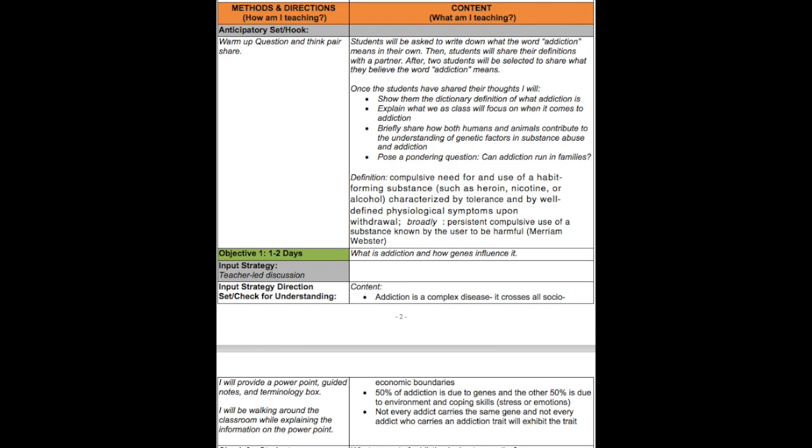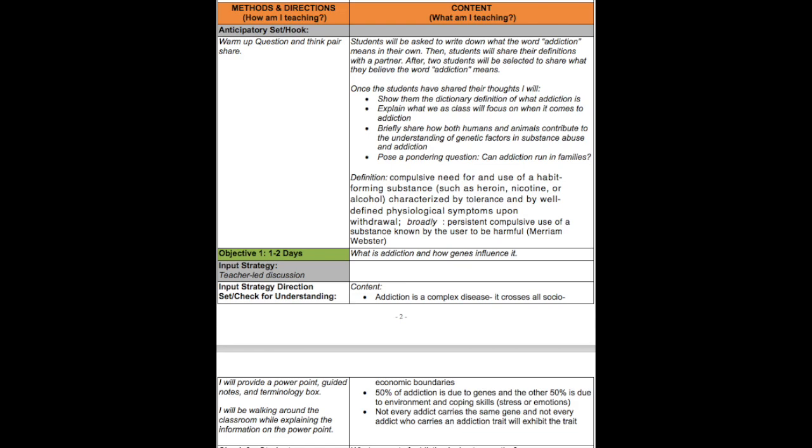And then I will make sure I note that not every addict carries the same gene, and not every addict who carries the addiction trait will exhibit that trait. While I give this on a PowerPoint, I will be walking around the classroom while explaining the information to make sure everyone's listening. For checking for understanding, I will ask the following questions: what percent of addiction is due to genetics? And what are healthy coping strategies you can do when you are feeling stressed?